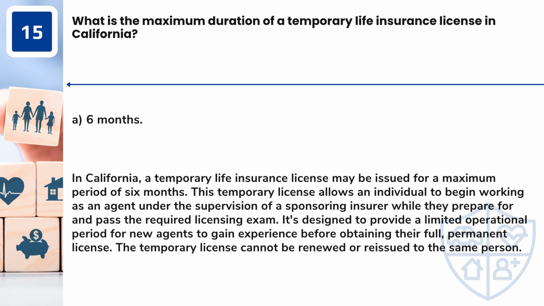Answer: A. 6 months. In California, a temporary life insurance license may be issued for a maximum period of 6 months. This temporary license allows an individual to begin working as an agent under the supervision of a sponsoring insurer while they prepare for and pass the required licensing exam. It's designed to provide a limited operational period for new agents to gain experience before obtaining their full, permanent license. The temporary license cannot be renewed or reissued to the same person.